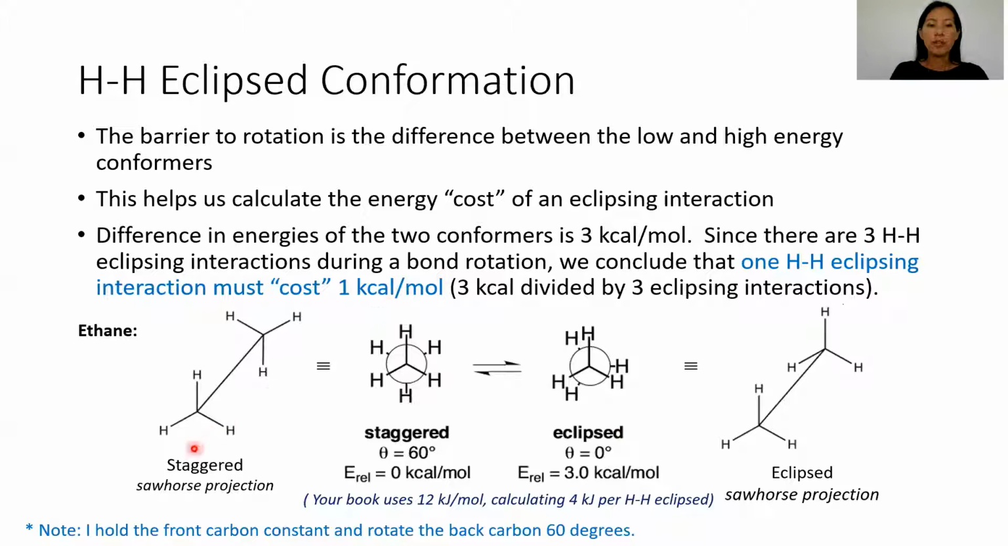So here's another way you can look at it. Here's a staggered sawhorse projection. That might be easier to visualize. And here's the eclipsed. Notice the H is straight up, eclipsing this H straight up. Similar to here, it's straight up. And it's drawn off to the left a little bit in the Newman projection, but it's really straight behind it. Just to let you know, I'm starting to use kcal energies, and you also can use kilojoules. So sometimes you'll see both used depending on the book you're using.